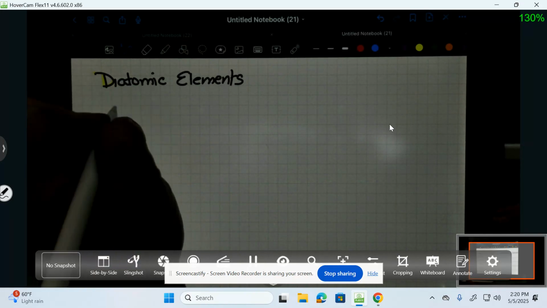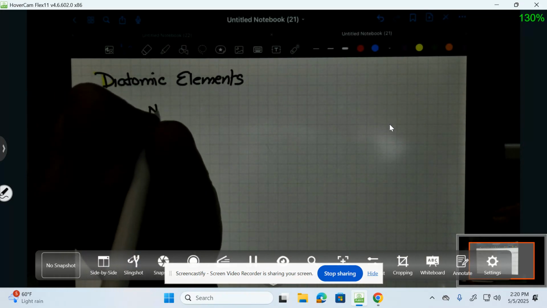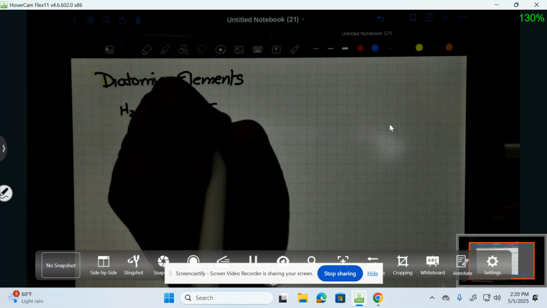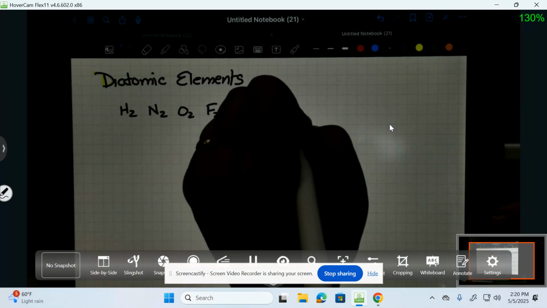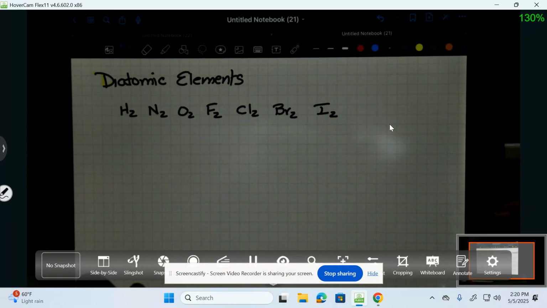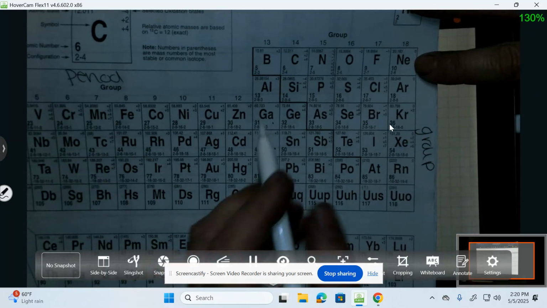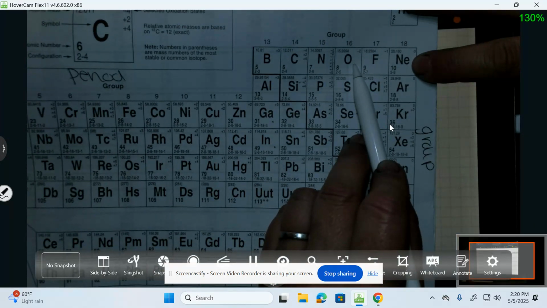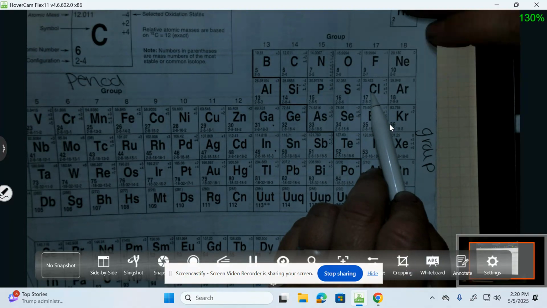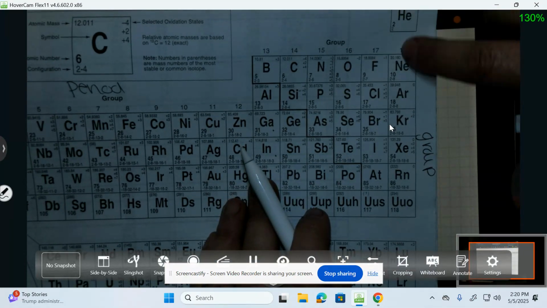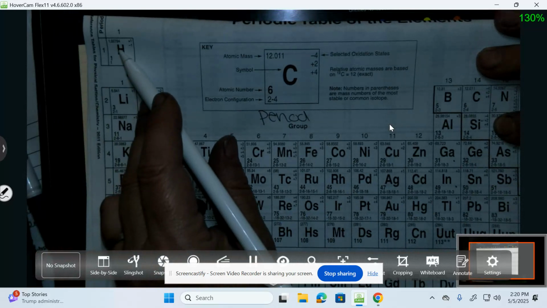Okay, what are your diatomic elements? Hydrogen, nitrogen, oxygen, fluorine, chlorine, bromine, and iodine. Those are your 7 diatomic elements. You have to know those. Okay? You need to know what on the periodic table are your gases. No, not everything that's to the right of the staircase is a gas. Okay? N, O, F, and Cl are gases. Everything in this column is a gas, and hydrogen is a gas.